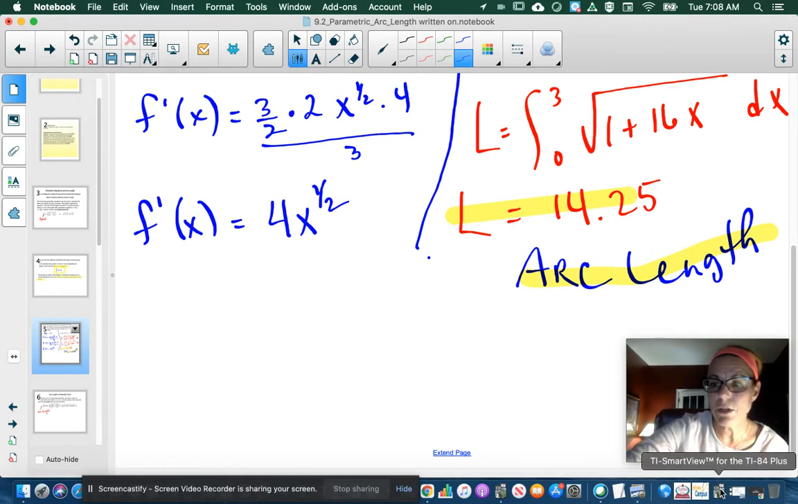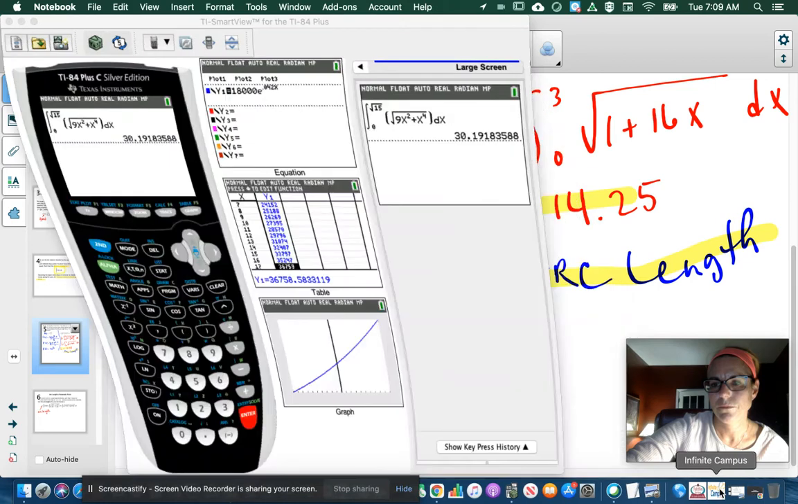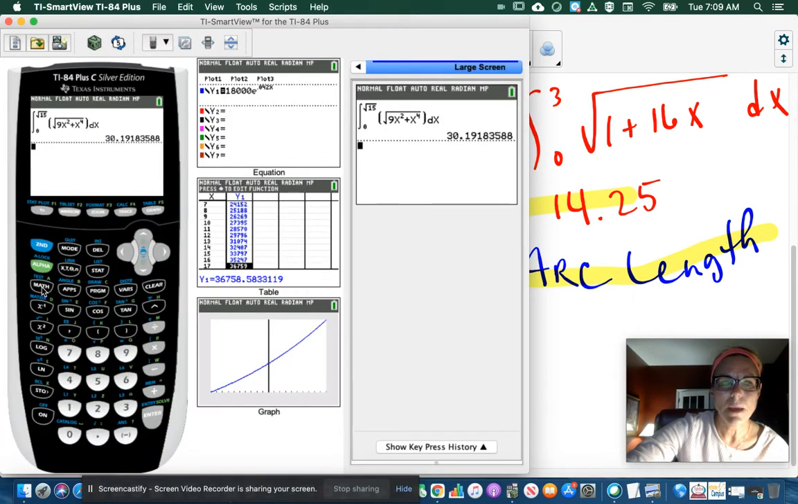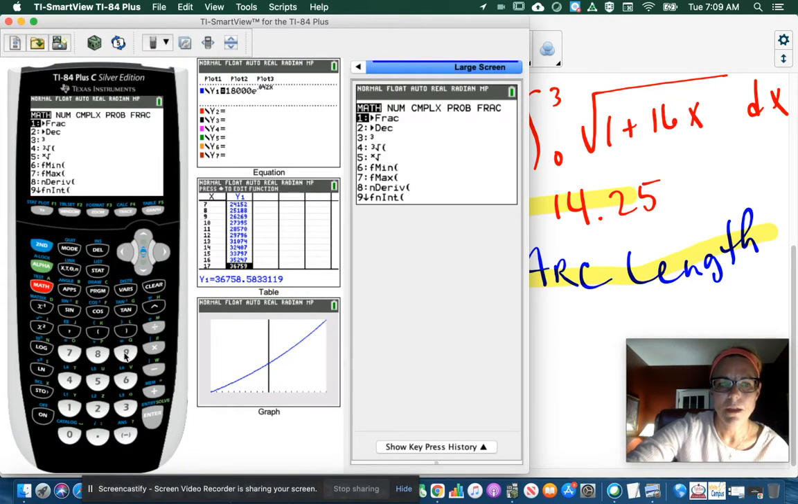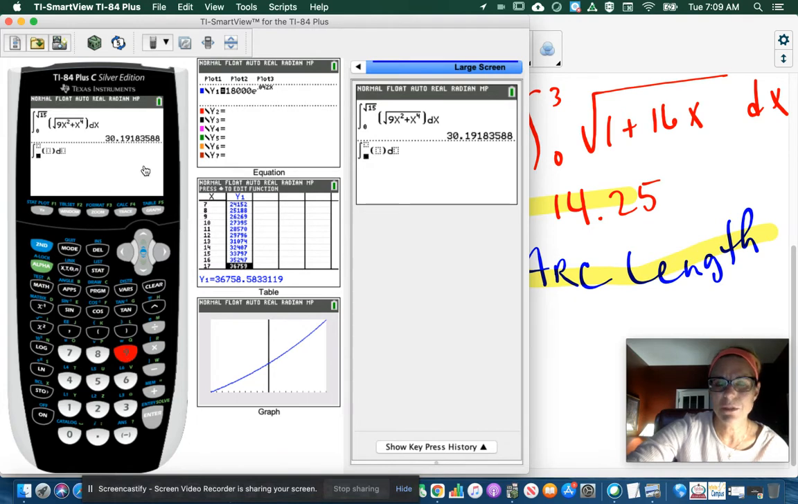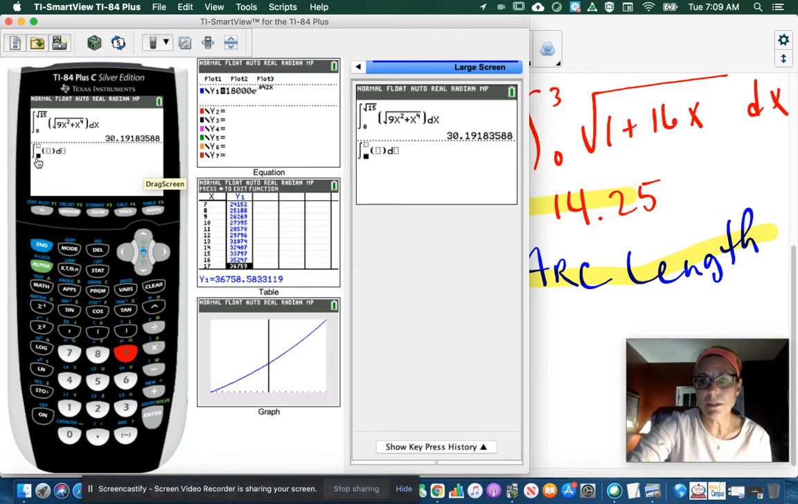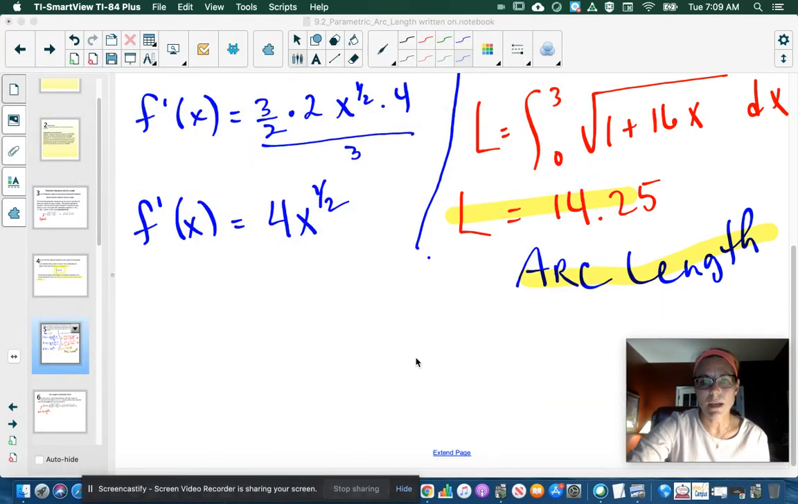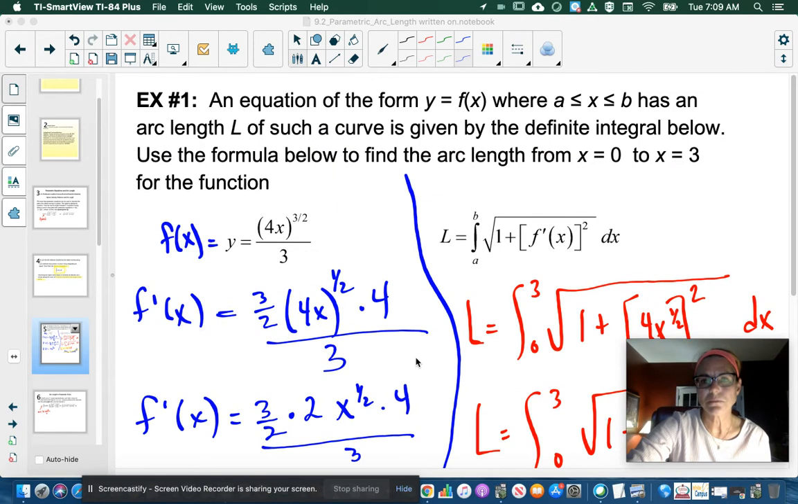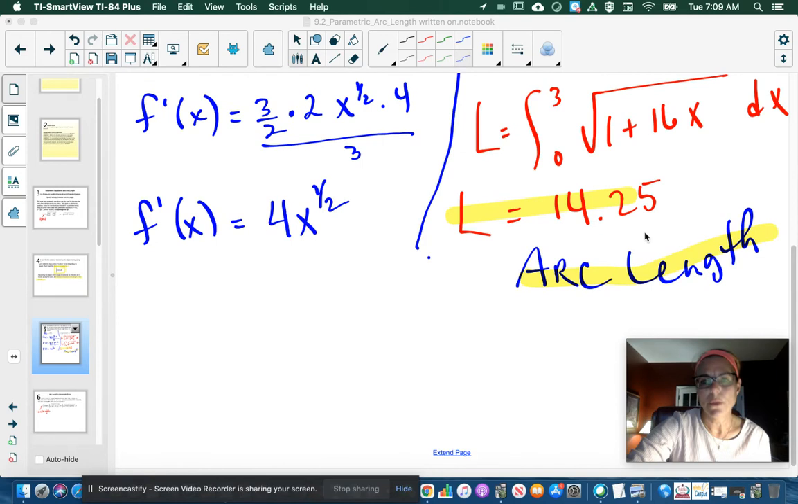How do you plug it into your calculator? You're going to hit Math 9. Everyone's calculator is different, so if you need help with that, please let me know. I plugged in 0 to 3, and the radical of 1 plus 16x, so you can test that on your own, and I got the arc length. So that is the length of the arc of the function going from 0 to 3. That is nothing new; we've done that.